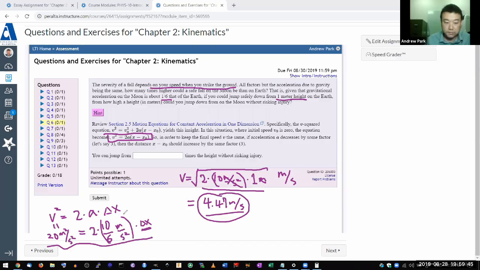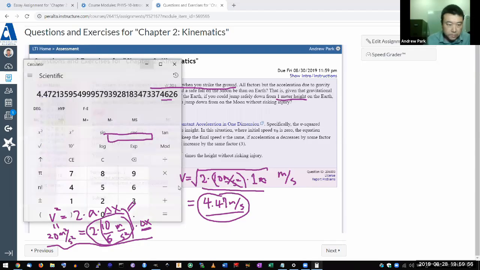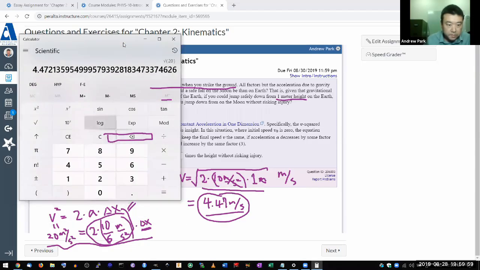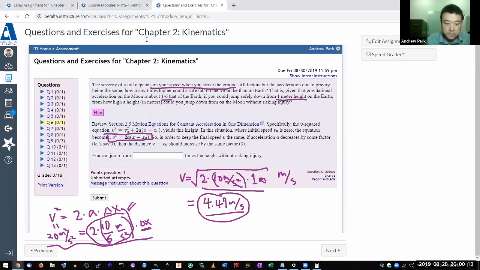So to do that, you just take all this number here and divide both sides by that number. Actually, let me work out the number on my calculator so that I have it ready to refer to. That number is 2 times 10, so 20, divided by 6. So, okay, 3.33. So that number is 3.33 meters per second squared. So dividing 20 by that number will give you delta x. Let me do that.